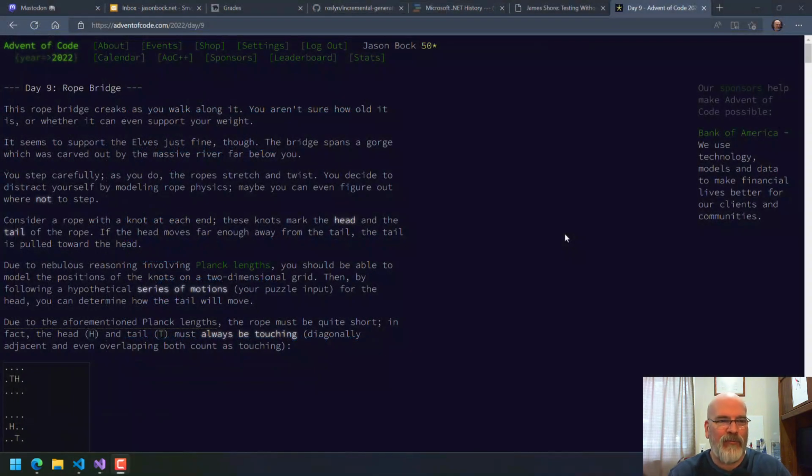Day 9, rope bridge. This one was hard for me. This is one that I tried to do as soon as the problem came out, and that was a mistake because I got very frustrated trying to figure this one out, especially the second part. And I just could not get this.